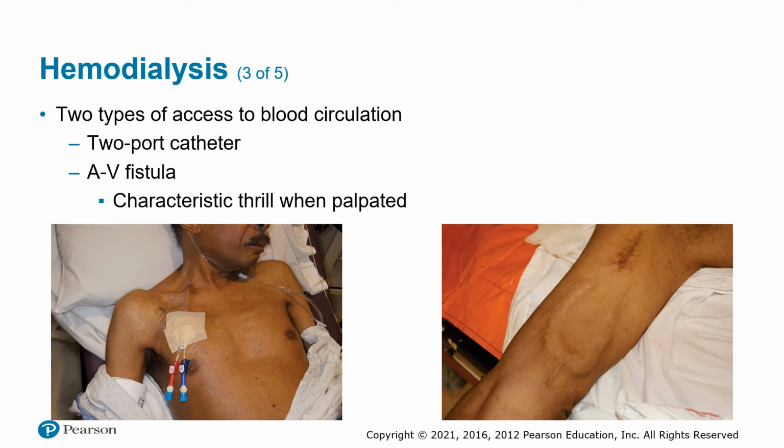There are two types of access. You can do a 2-port catheter or an AV fistula, and it has the characteristic thrill when palpated. The picture on the left is the 2-port catheter. The picture on the right is an AV fistula, and it's just accessed by the techs and nurses at the center.